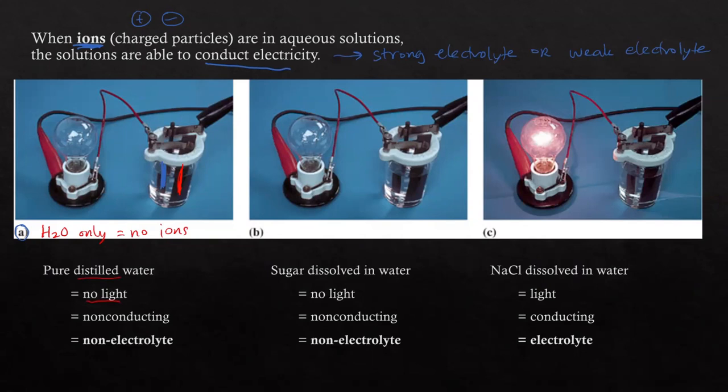And pure water should only have H2O, which is a polar compound. They are molecules. There are no positive or negative charges. There are partial positive and partial negative charges, but basically there is no closing of these electrodes. They're not being connected through ions because there aren't any in there. Okay, so you have no light. That's not conducting electricity, and so that's called a non-electrolyte.